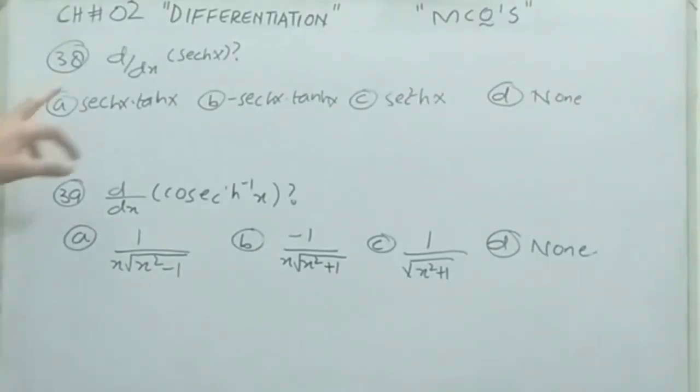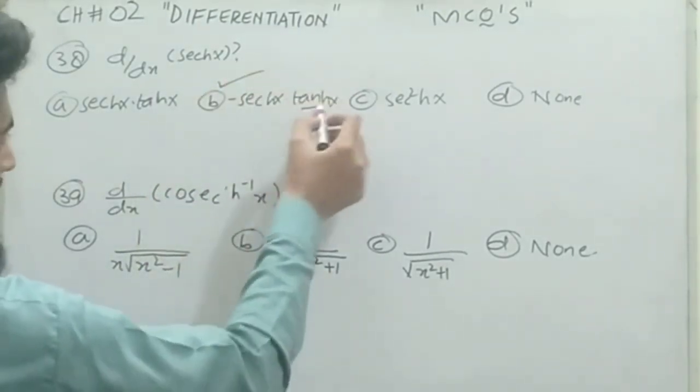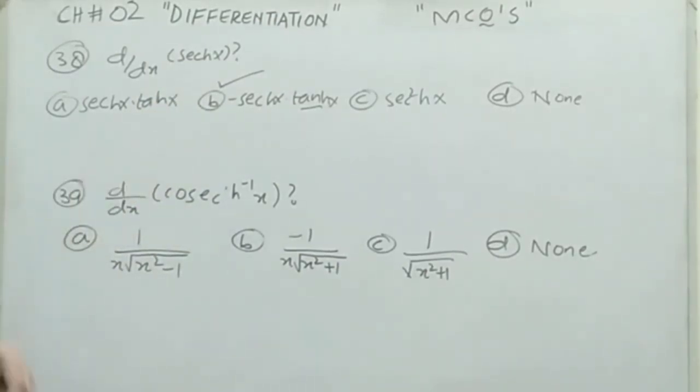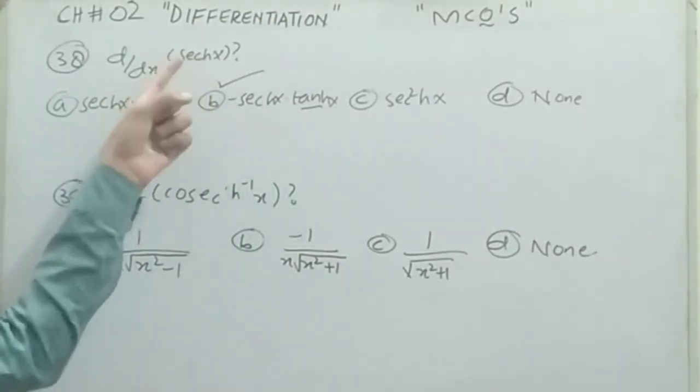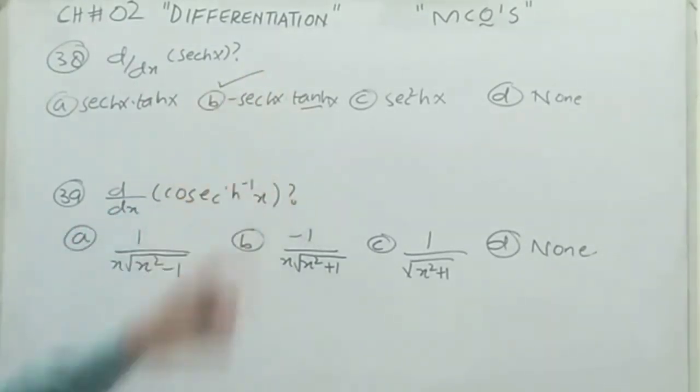Now move toward MCQ number 38. The derivative of the secant hyperbolic function is always equal to the negative of secant hyperbolic and tangent hyperbolic function, while the derivative of secant x is secant x and tangent x. But in the case of hyperbolic, it will be the negative of secant hyperbolic function times tangent hyperbolic function. So the correct option is option B.